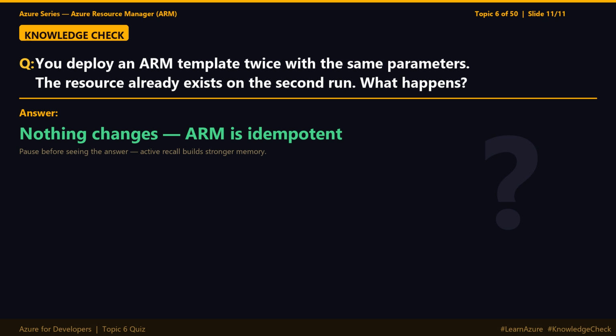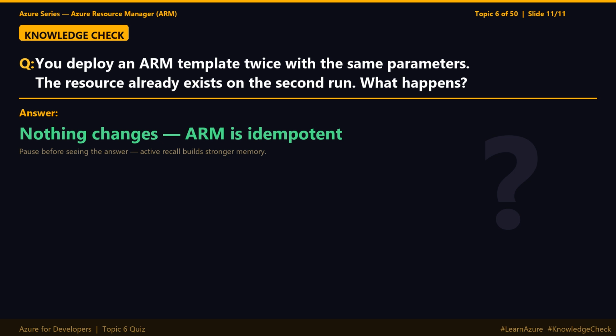In topic 7 we go hands-on with the Azure CLI and PowerShell. These are the two command line tools you will use daily to manage Azure resources, deploy templates, and automate everything that the portal is too slow for. See you in the next video.